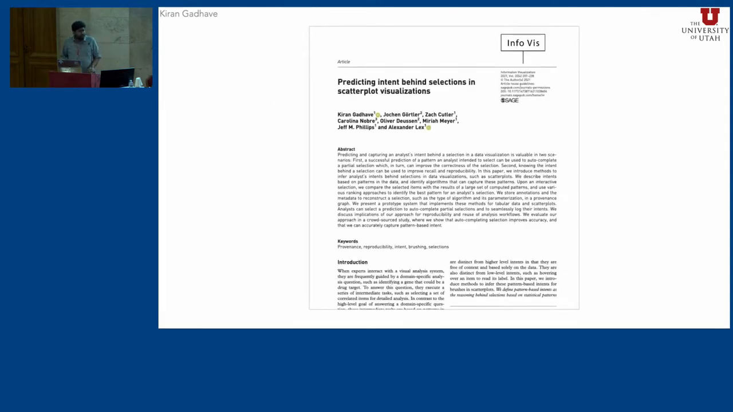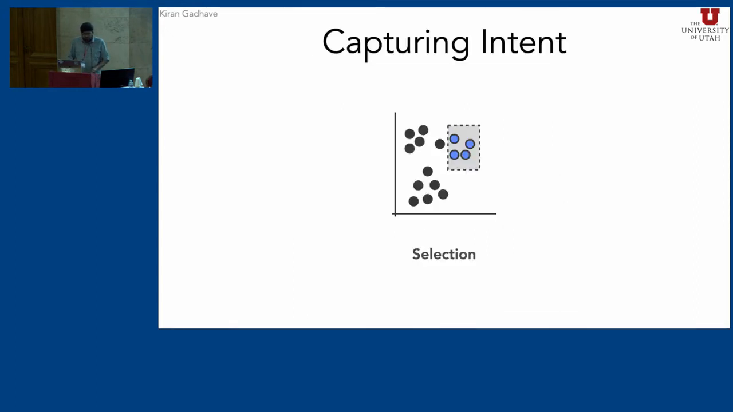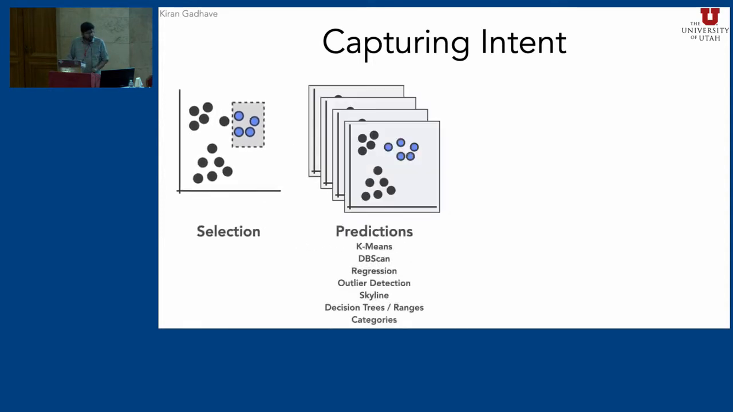In our previous paper, we introduced techniques to capture these patterns behind an analyst's interaction. I will briefly go over the techniques from this paper and see how they can be applied further. So whenever the analyst does a selection, we compare their selection with the output of different machine learning algorithms, each of which represents a pattern in the data.